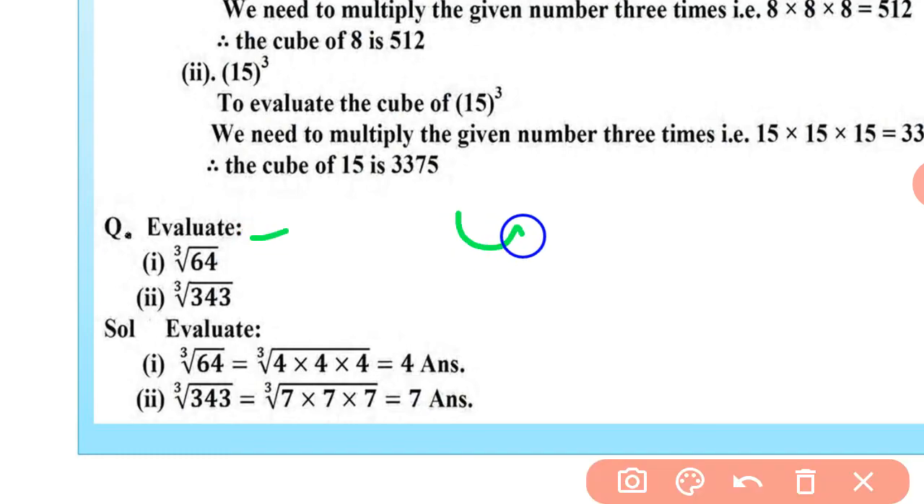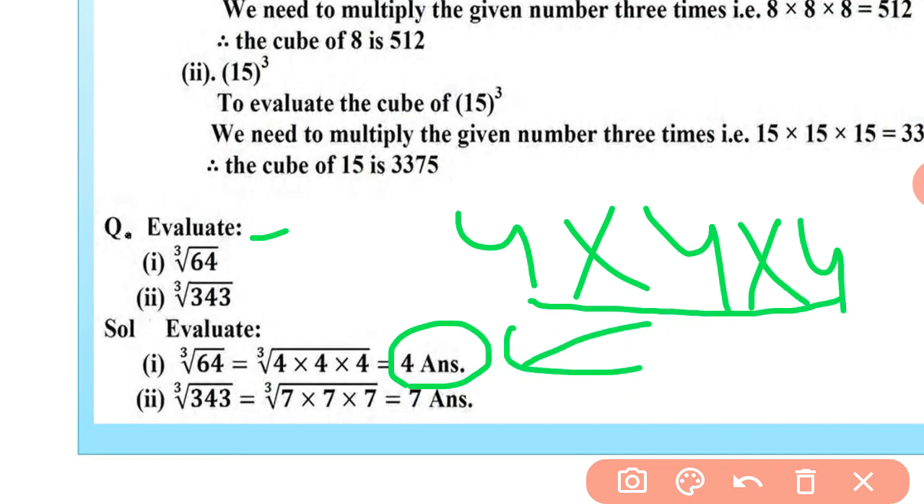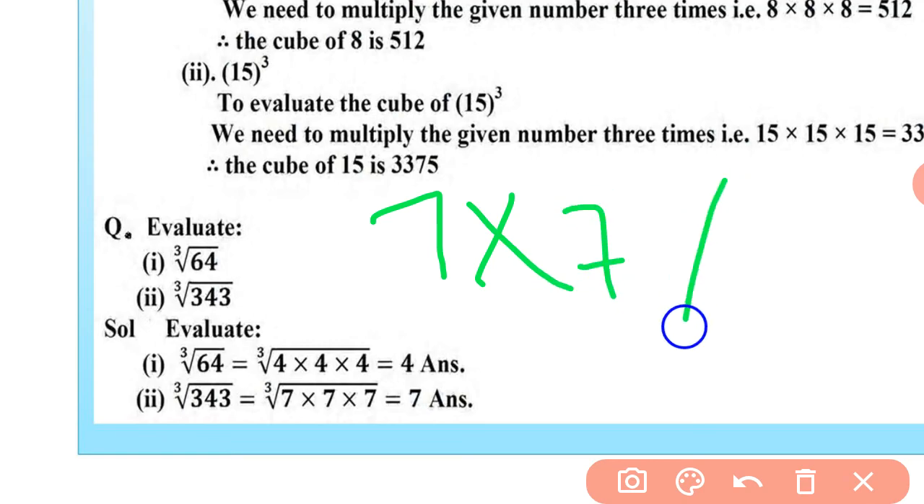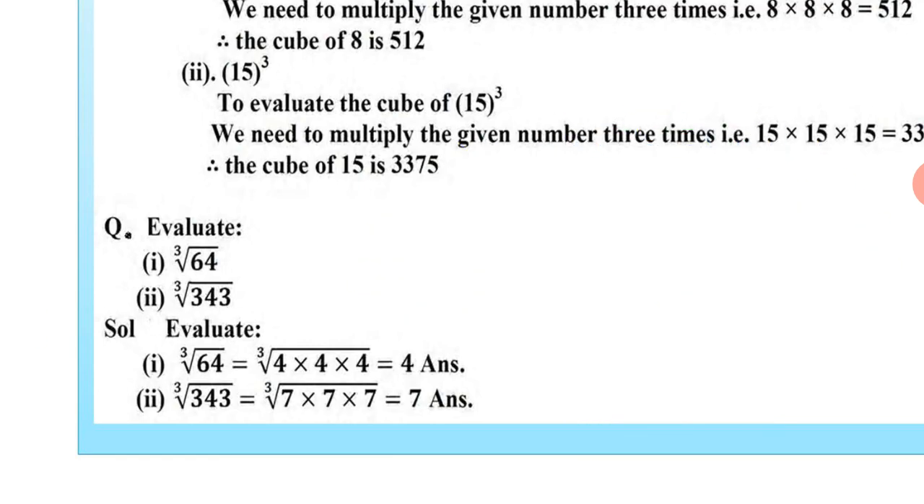Now after this, see, evaluate the cube root of 64. So 64 means 4 into 4 into 4. That means it is the cube of 4. So the cube root of 64 will be 4. That means 4 into 4 into 4, so we will take one 4. So here 4 will be the answer. Similarly, the cube root of 343 will be 7. That means 7 into 7 into 7 equals 343. So we can say that the cube root of 343 will be equal to 7. So here the answer will be 7.